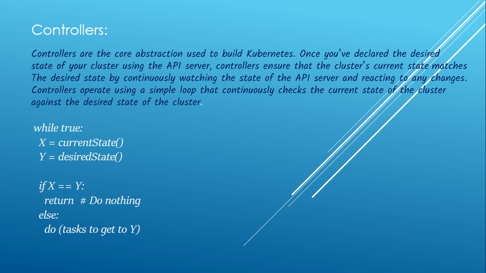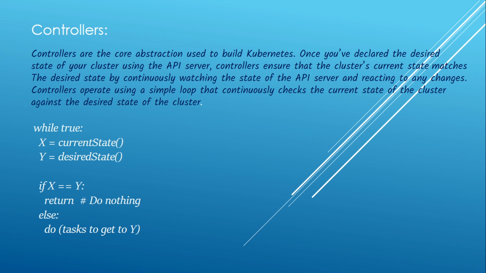See, for better understanding, I have mentioned here a simple loop which is pseudocode. While true, till true, it should be true at any cost. It's like for x we define it as the current state, for y we define it as the desired state. If x equals y, return, do nothing, because everything is good. The current state is equal to the desired state, everything is fine, then we don't want to do anything. The controller also doesn't want to do anything.